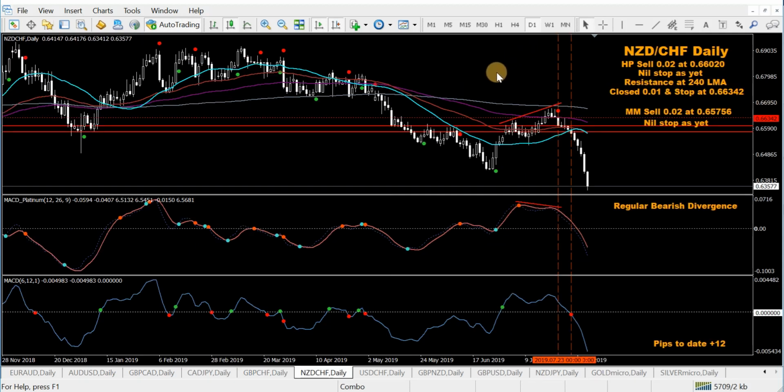And here's the New Zealand Swiss franc looking good. What have we got? It's an HP sell, closed half already, followed by a Mod MACD sell, going great guns. We've made 12 pips. I reckon we're going to get a few more there. That's good. Look at that. It's going great. Might start looking at locking some profit in on that one.